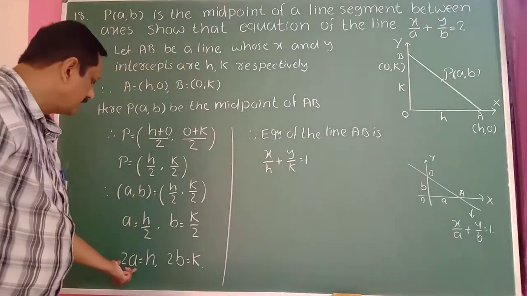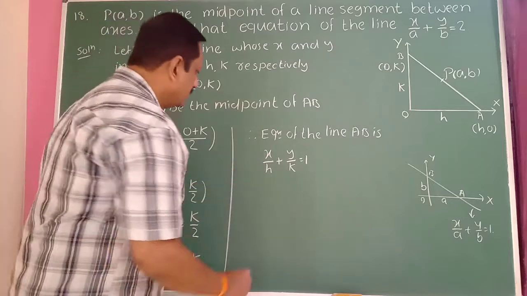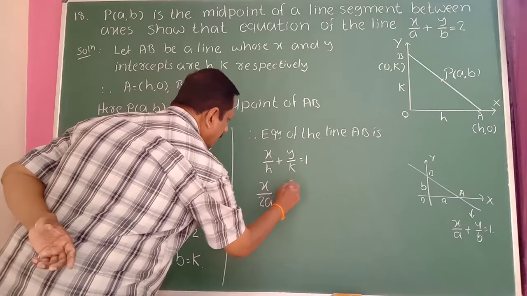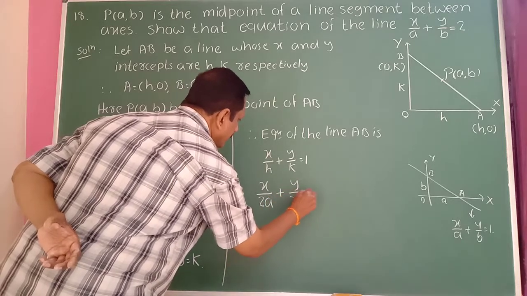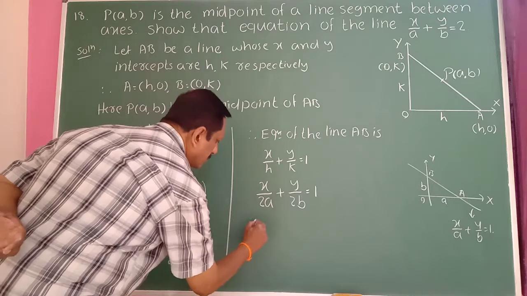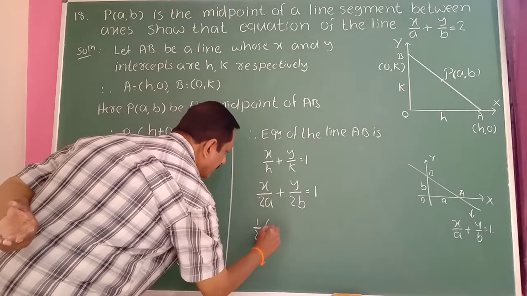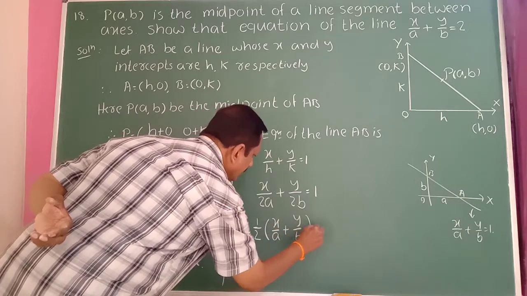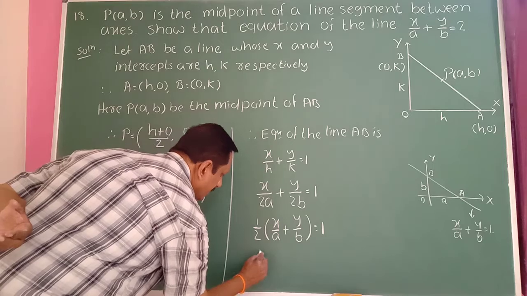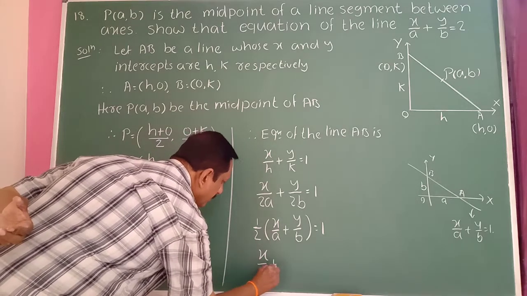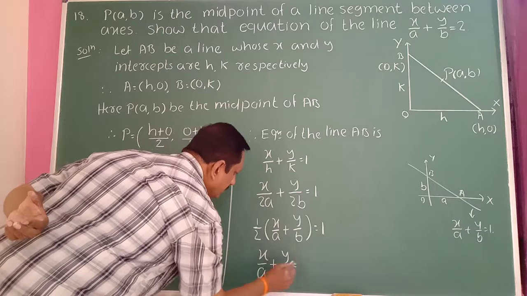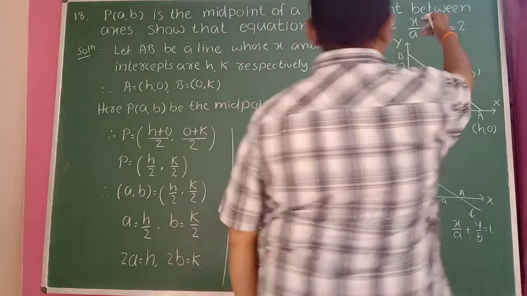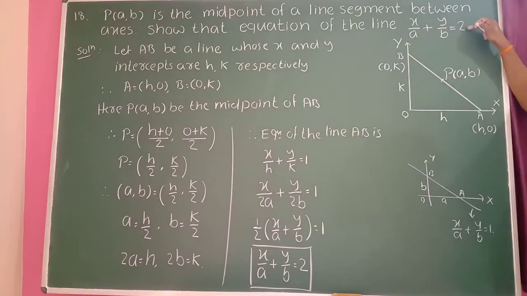But h is equal to what here? 2a. k is equal to 2b here. So x/(2a) + y/(2b) is equal to 1 here. Here 1/2 is a common factor here. So write outside: x/a + y/b is equal to 2 here. So this is our required result here. x/a + y/b is equal to 2. This is the equation of this line.